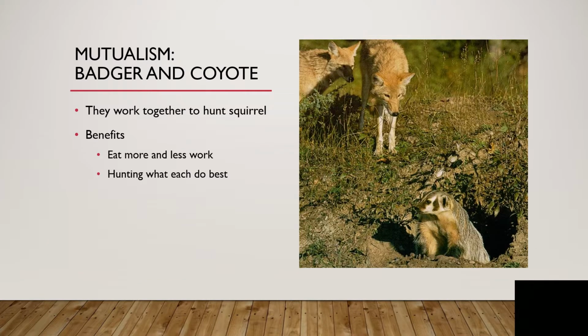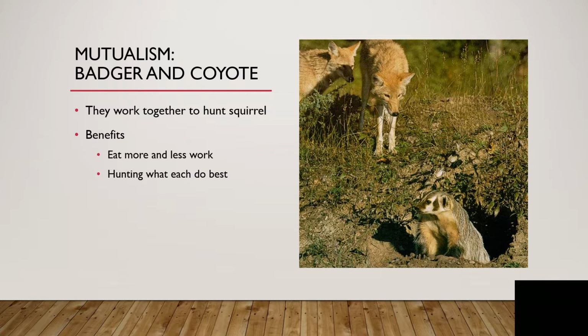My last and final relationship is mutualism. So this is a badger and the coyote. They work together to hunt squirrels. Badgers usually go underground to chase out the squirrels from the tunnels by blocking off exit routes, and the coyotes will be above ground waiting for the squirrel to come up.